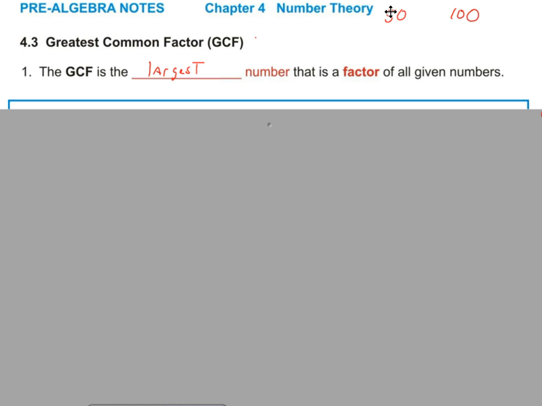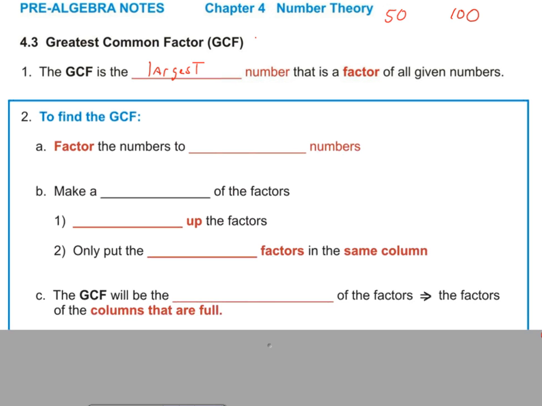And you need to learn the methodology so you can find the GCF of anything, even if there's variables. Okay? So just pay attention to detail. Honestly, I think these are pretty easy, and the methodology will make it even easier for you if you'll just follow it. So here's what we're going to do.